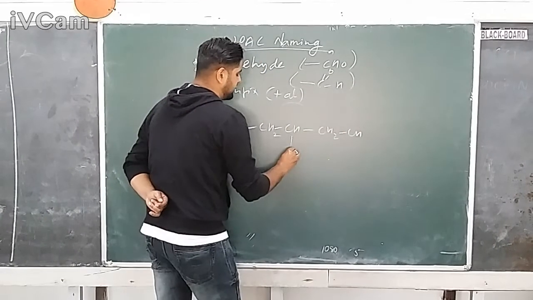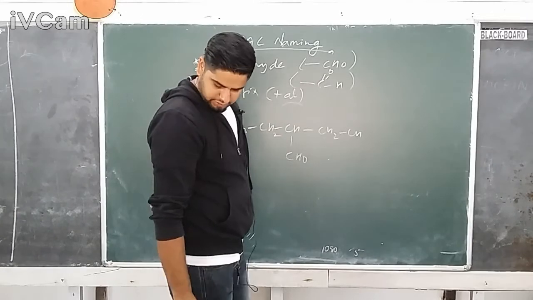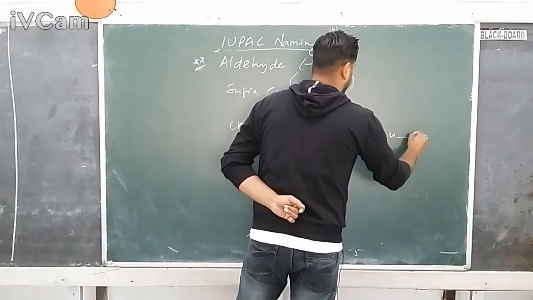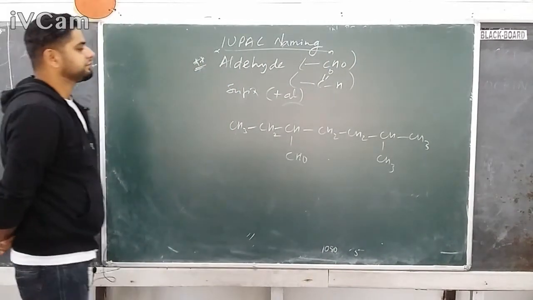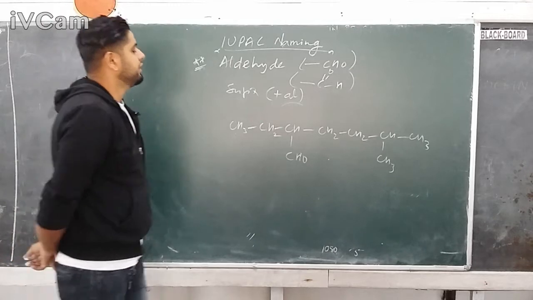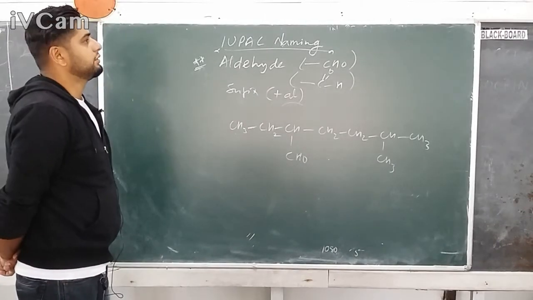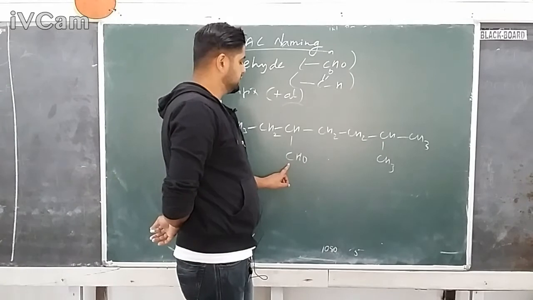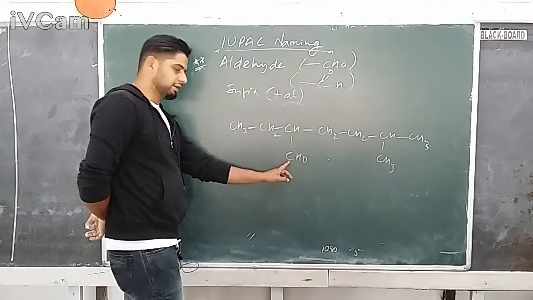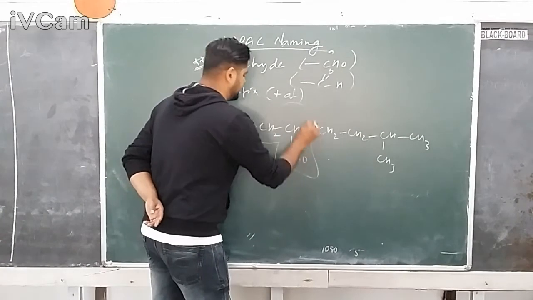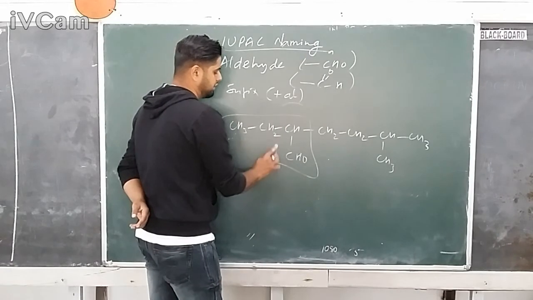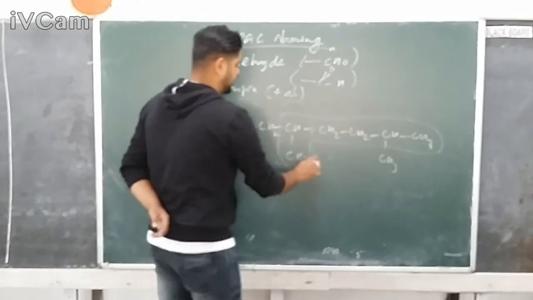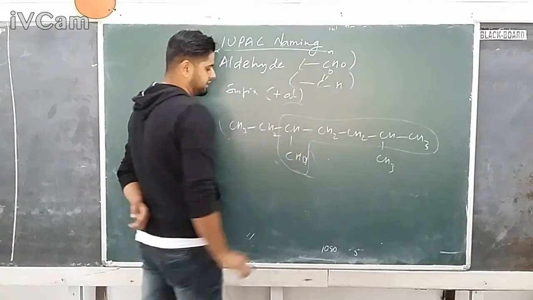Okay, another example. CH3CH2CH2CH. Here let me write CHO, CH2. Now, if this kind of situation is there, I've already told you numbering always starts from the functional carbon. So this is a functional carbon, so you need to select the longest chain with this carbon. If you select this chain, this is 1, 2, 3, 4, this is not the longest as compared to another chain here. This is the longest chain.